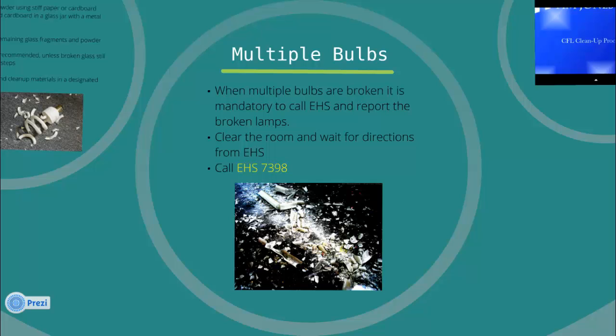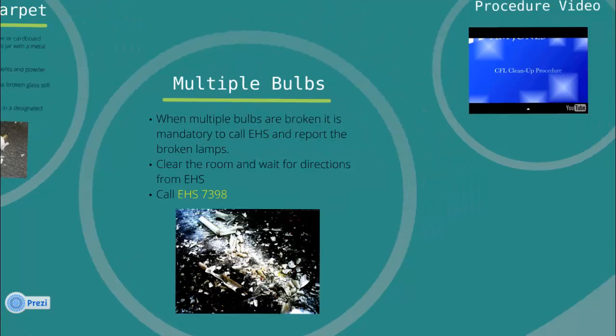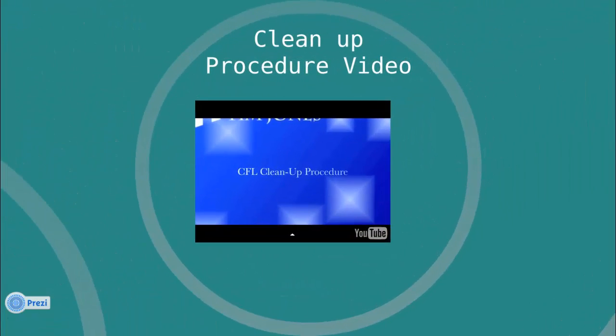If you happen to break multiple bulbs, you must call EHS immediately and please clear the area. Here is a dramatization of the cleanup procedure.